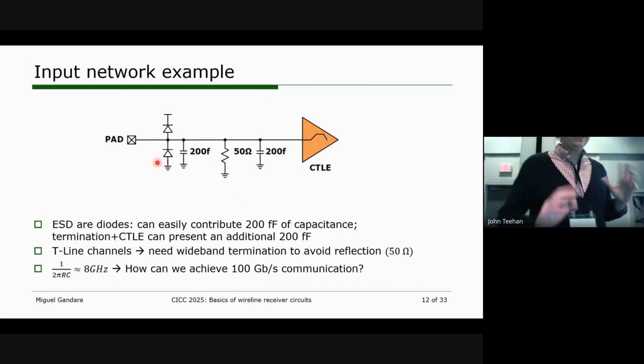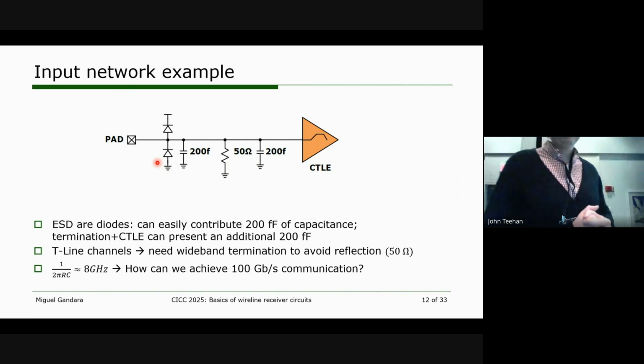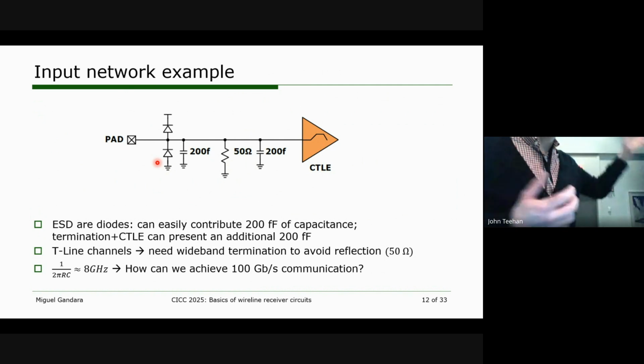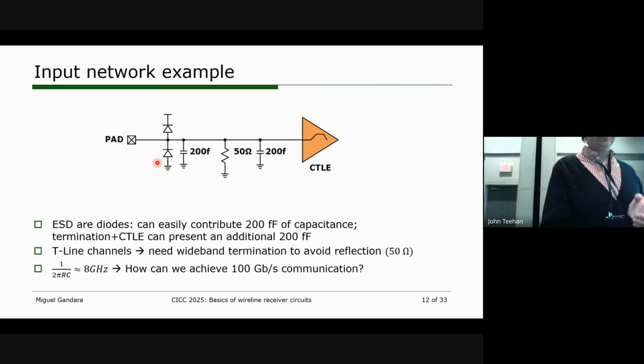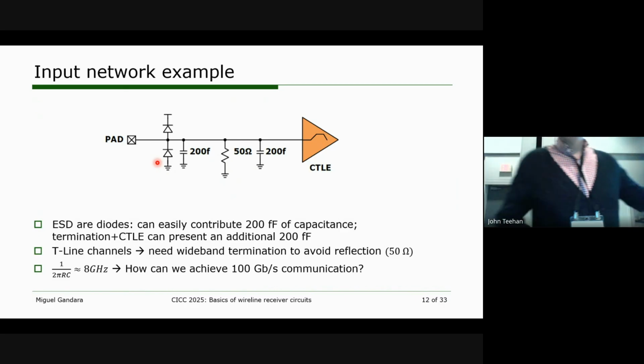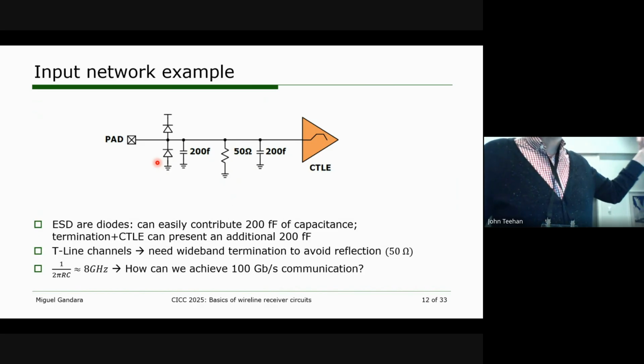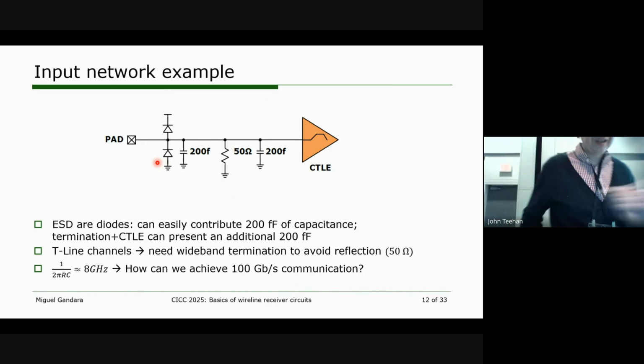Now, here's the key question, right? We have 50 ohm termination. We have 400 femtofarad of capacitance. What is our bandwidth going to be? We can do a very simple 1/2 pi RC calculation. It actually shows that our bandwidth is limited to 8 gigahertz. Now, I think Noman's team is showing a 224 gigabit per second transceiver this week. So how is he showing that if we can only achieve 8 gigahertz bandwidth at the input? It's a very good question, right?